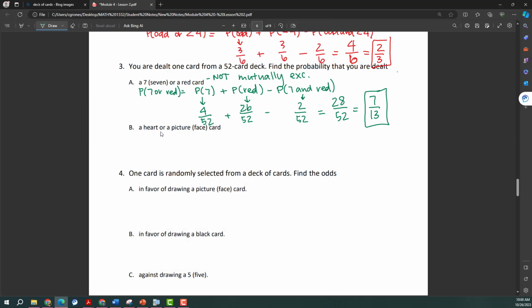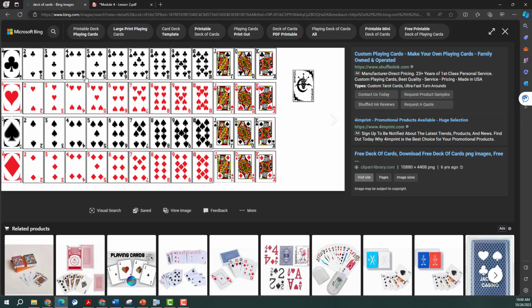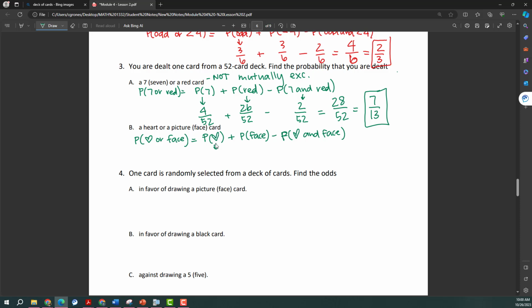All right, a heart or a picture or face card. So probability of a heart or a face card. So we will add the probability of being a heart to the probability of the face, and then subtract the probability of a heart and face card. So the probability of drawing a heart. So the hearts are the suits. So we have 13 out of our 52 cards that are hearts.